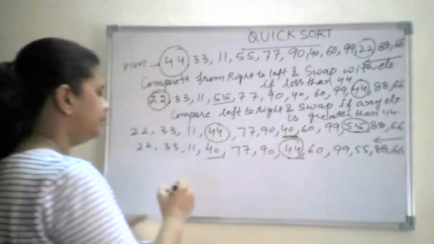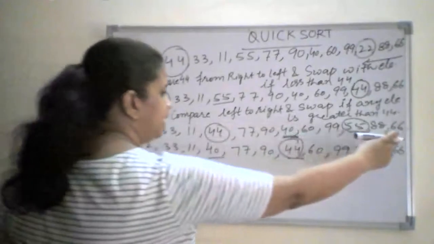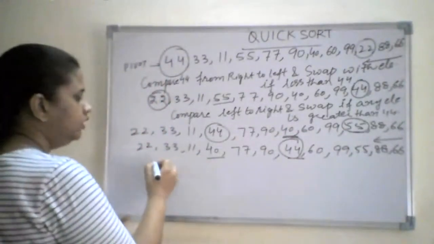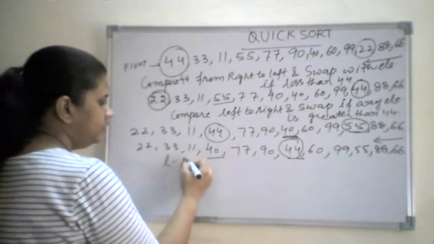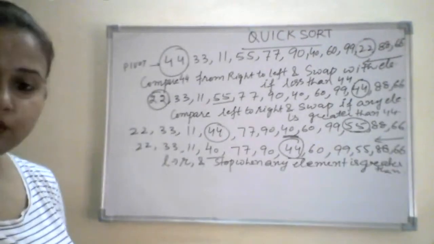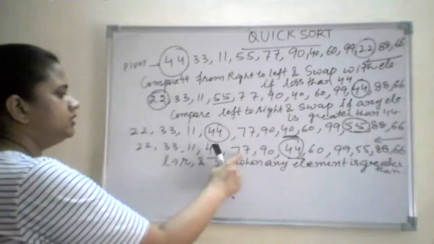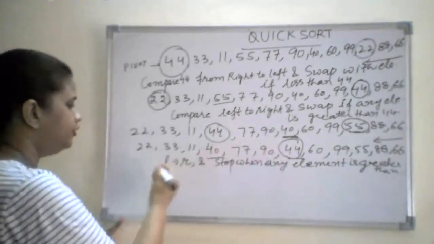This is our pivot element again. So we have done right to left. Now the next step is we are supposed to do left to right. Start comparing left to right, and we will swap 44 with 77 because this is the element which is greater than 44.